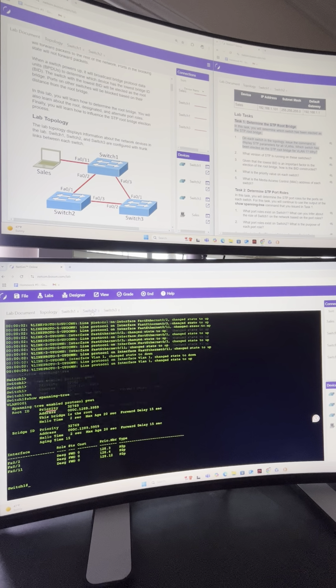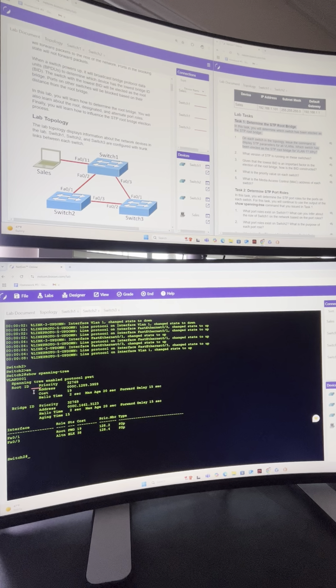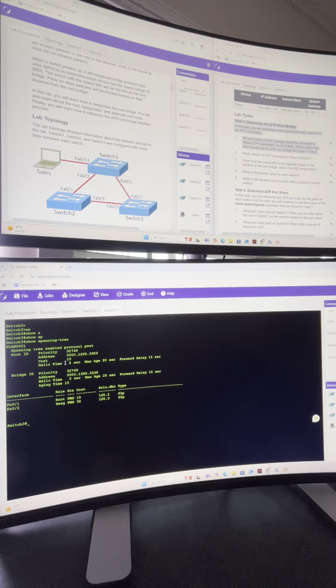So let's take a look at switch 2. If we take a look at the root bridge root ID information, we can see that this is exactly the same as switch 1 because switch 1 is our root bridge. And then right here, you can take a look at the specifics for switch 2's priority and also its MAC address, okay? All right, and switch 3, same thing over here. This is switch 3's information on its switch, its MAC address and priority. And this is switch 1's root ID information, okay?